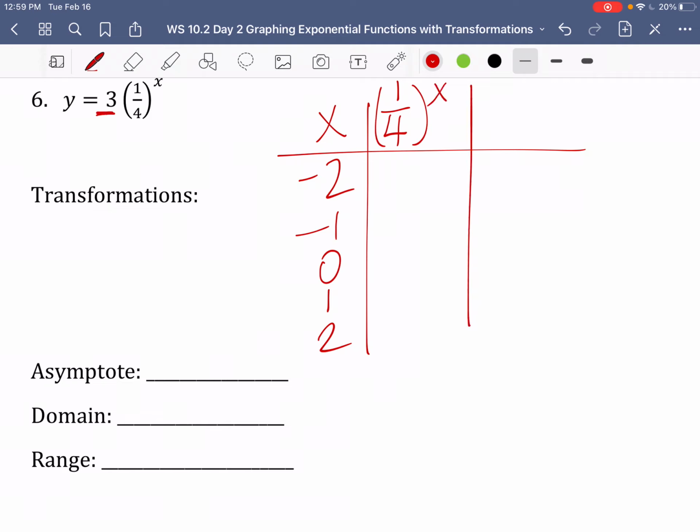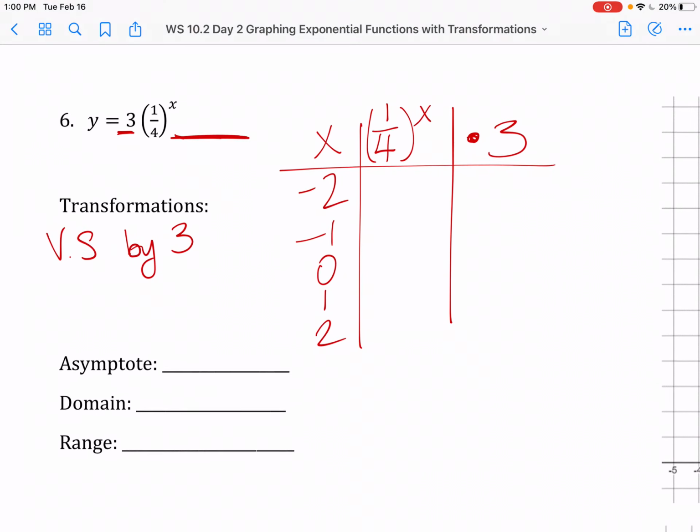The 3 in the front is the a value, and it's being multiplied, so we're timesing by 3. If my a value is greater than 1, I have a vertical stretch by 3. There is no number back here, so that would mean my asymptote is probably going to be at 0, but we'll make sure when we go ahead and graph this.